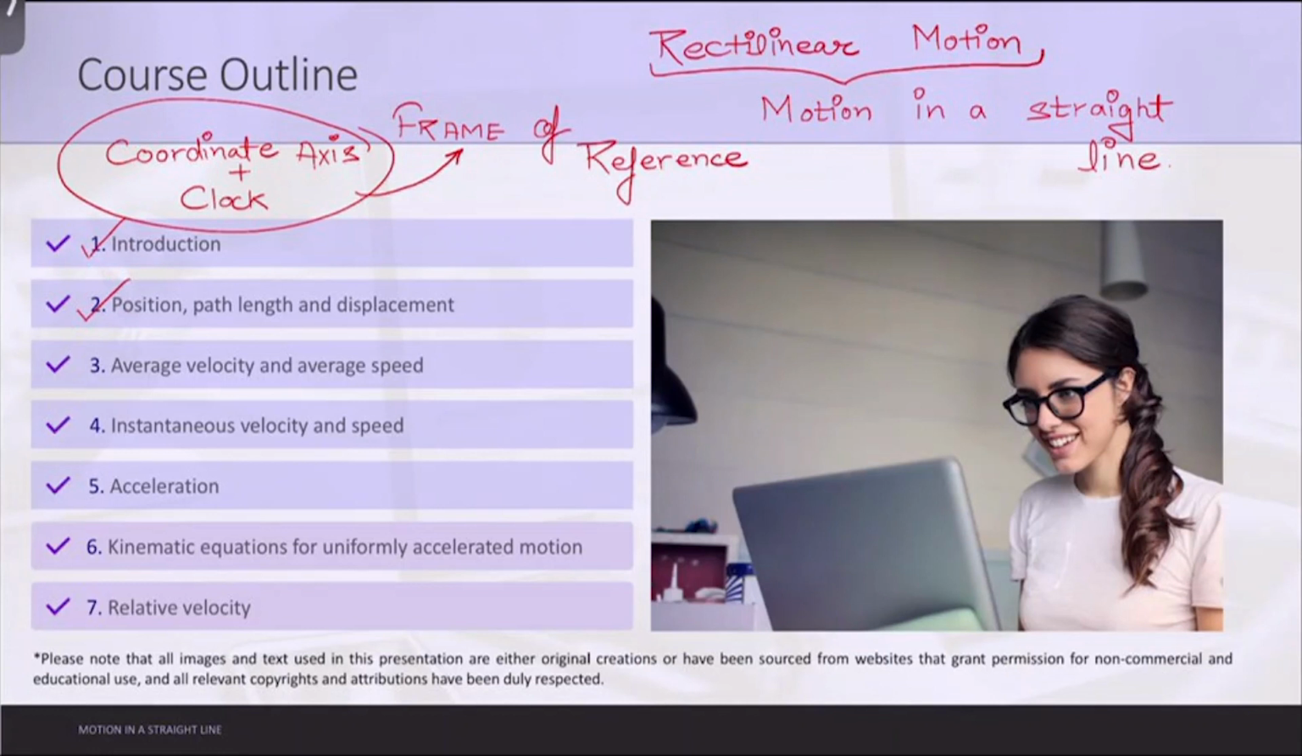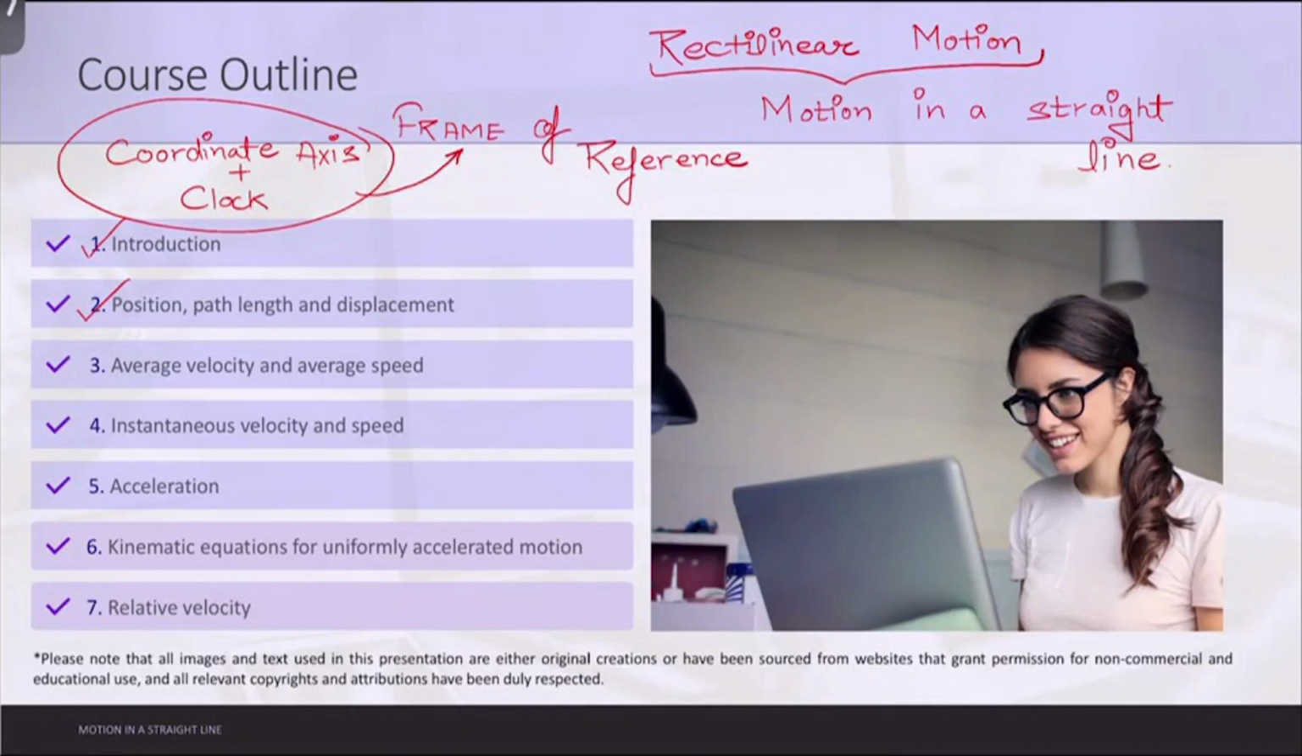Okay, so if the frame of reference is changed, then the coordinate axis is also changed. Then the answers related to, let's say, position, path length, and displacement will also change. If those are changing, the average velocity and average speed change, and the instantaneous velocity will also change. It depends upon the frame of reference. The frame of reference plays a very crucial role for our analysis.